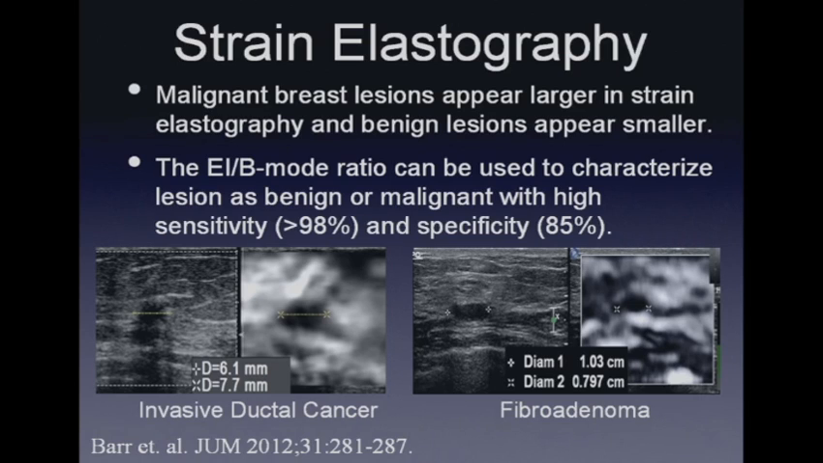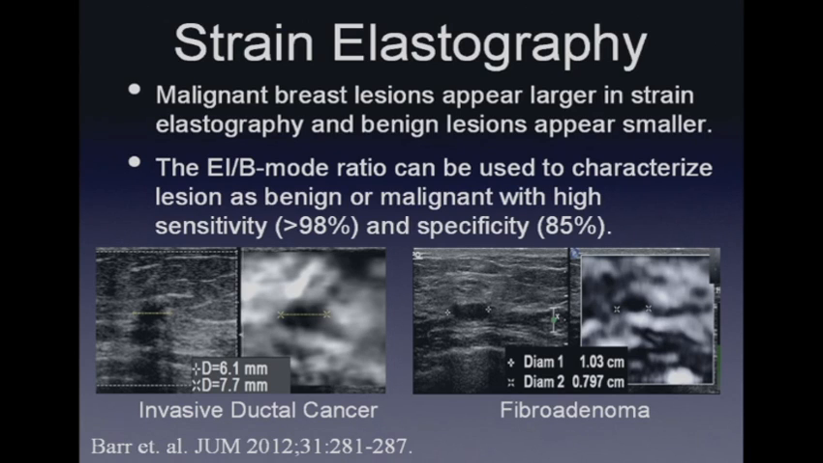On strain elastography, malignant breast lesions appear larger and benign lesions appear smaller. The EI to B mode ratio, or the length of a lesion on the strain elastogram divided by the length of the lesion on B mode, can be used to characterize lesions as benign or malignant with a very high sensitivity, greater than 98% in ours and other people's studies, with a specificity of approximately 85%. Other methods, including a 5-point Tsukuba scale, have been proposed for characterization of breast masses, but we feel that this ratio measurement gives us better results.